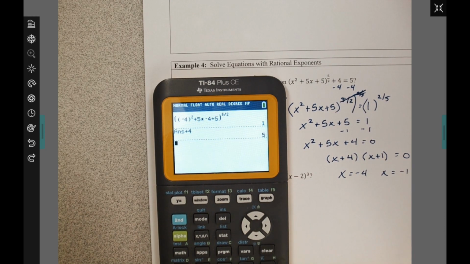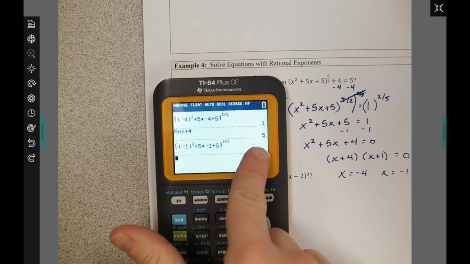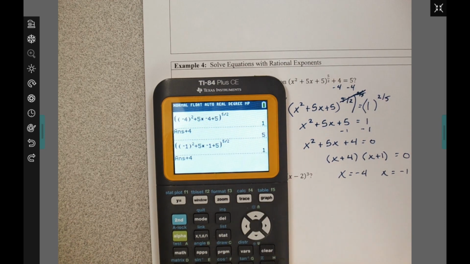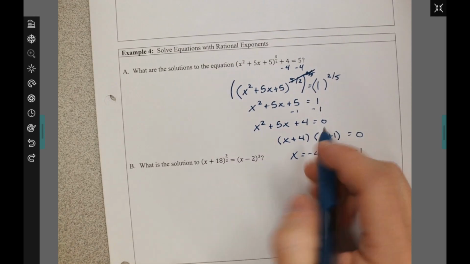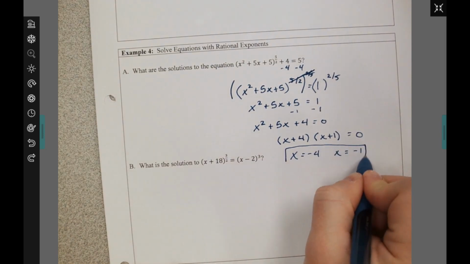You're going to do the same thing for negative 1. So parentheses, negative 1 squared plus 5 times negative 1 plus 5, raise that whole thing to the 5 halves power, and then again you have to add the 4 because we have a 4 there. Both of these do equal 5, so we're good. They're both solutions.